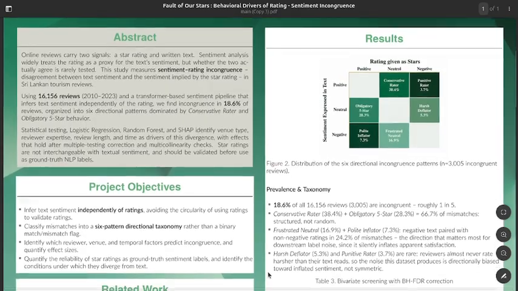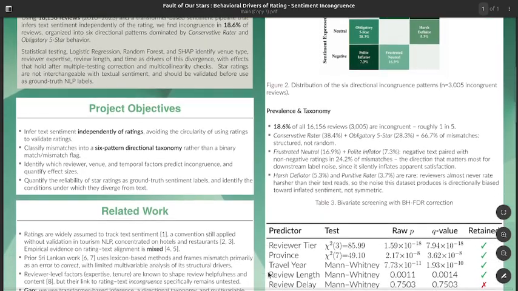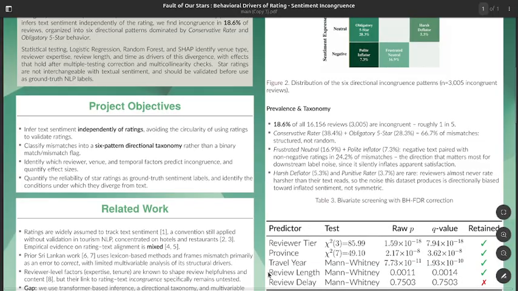Now we come to our most important finding. Out of the 16,156 reviews, 3,005 were identified as incongruent. This gives an overall incongruence rate of 18.6%. In other words, approximately one in every five reviews had a mismatch between its star rating and the sentiment expressed in its text.